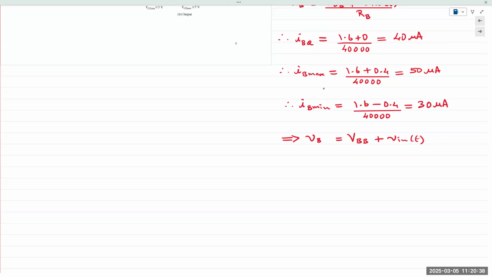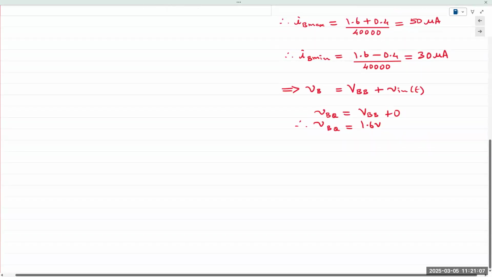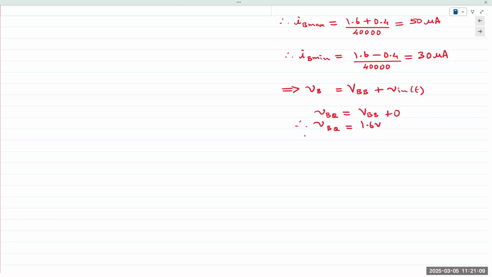And if Vin of t is 0, I can find VBQ, the original DC biasing point, VBB plus 0. Therefore, VBQ is equal to VBB, which is just 1.6 volts. So the corresponding point for IB of 40 microamps would be VB equal to 1.6 volts. That is simply the DC voltage and the DC current you would get if Vin is not applied. And you would be able to measure those in the lab.